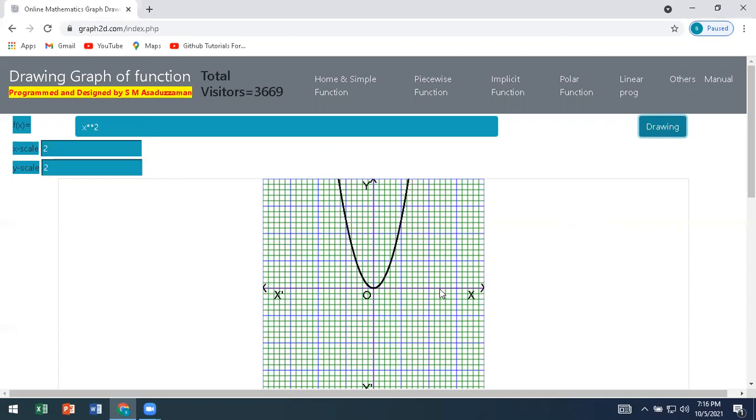For finding the coordinate on the graph, we click the mouse pointer on the graph. Then we can find the coordinate on the graph.